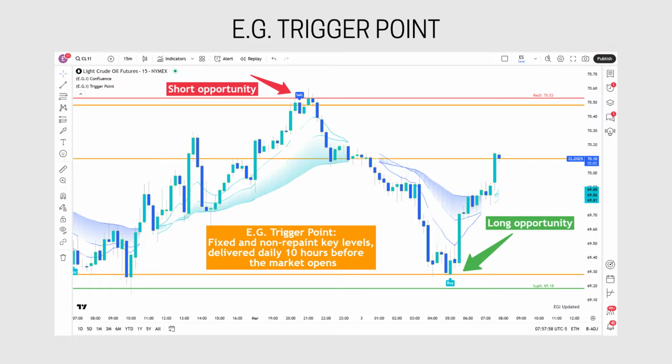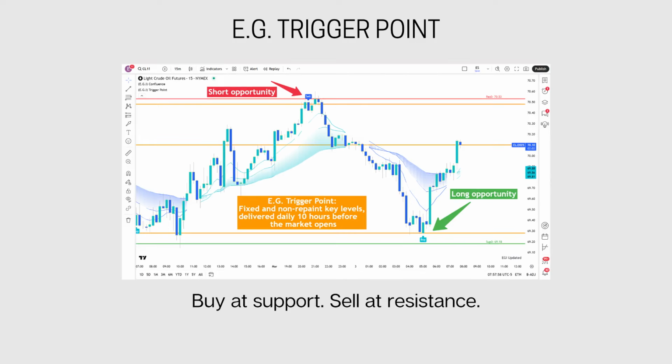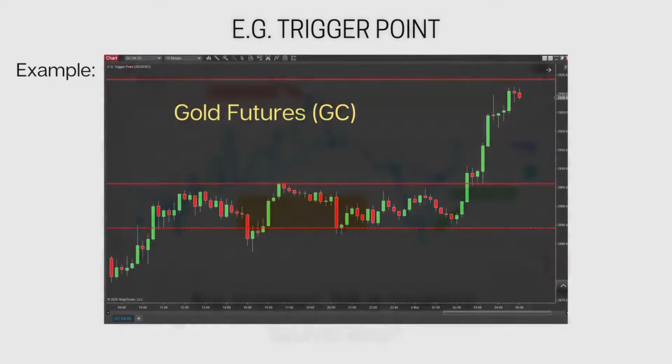So to remind you, the e.g. trigger point presents significant price levels on your chart. Red for resistance, green for support. And you know, the basic rule of trading support and resistance: buy at support and sell at resistance. So this was a good opportunity on crude oil futures. Buy at support and sell at resistance sounds easy, no?